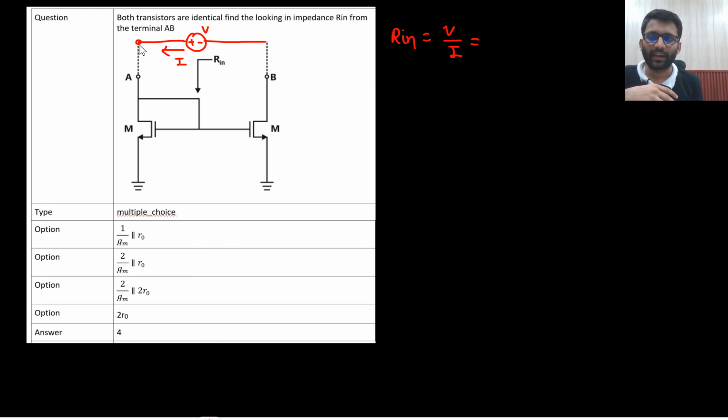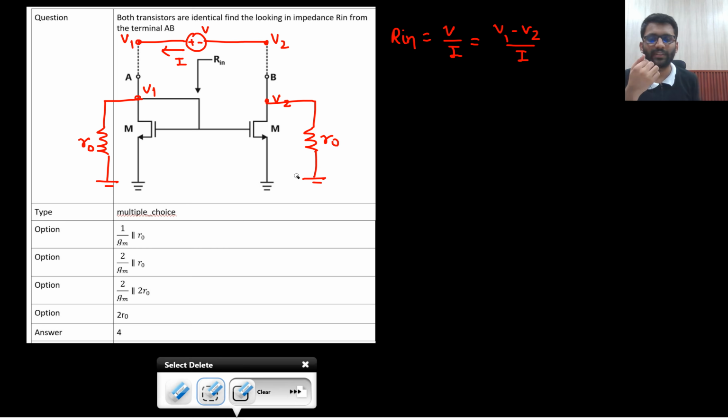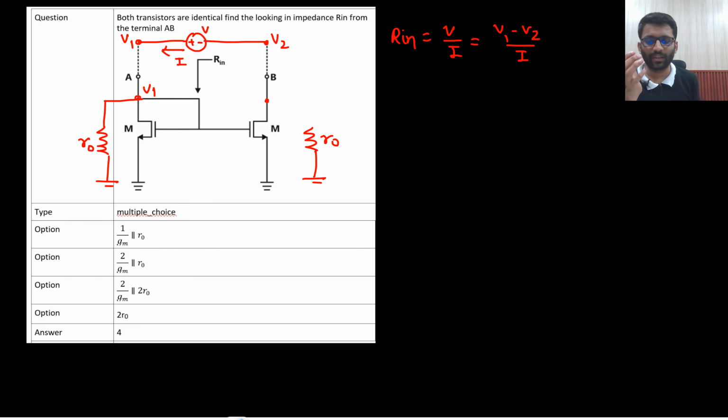Or what I can do, I can call this one V1 and this one V2. So my R in will be, what is my V? V will be V1 minus V2 by I. So this is my V1 and this is my V2, right? From here to here, what do you know? That this is your R0, and from here to here also, this is also your R0. There could be multiple ways of solving it. This manner clicked to me, so I am following it.